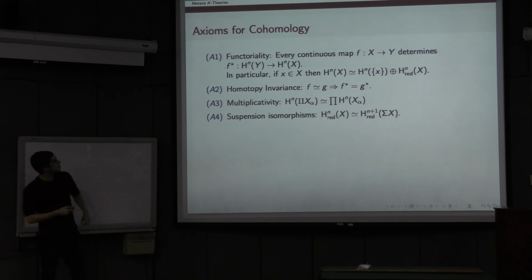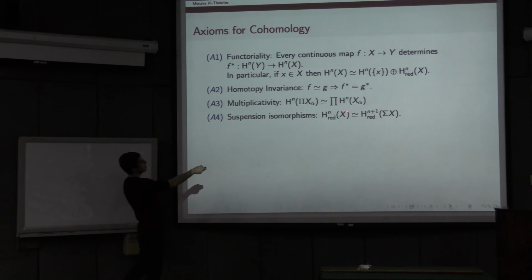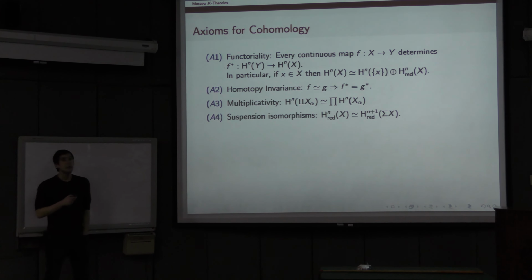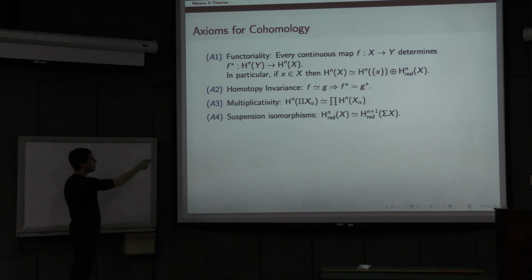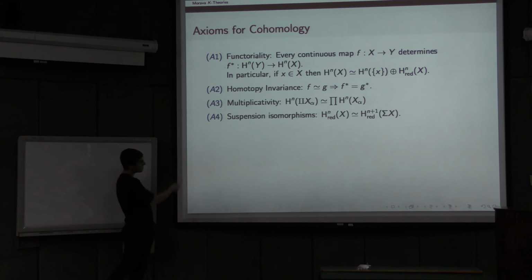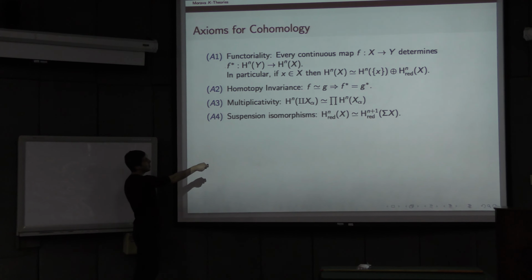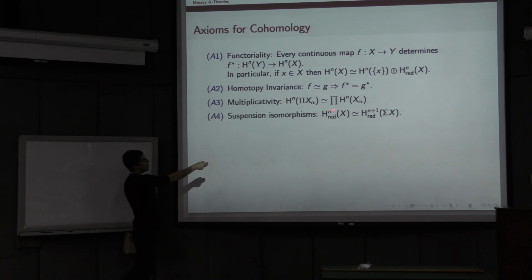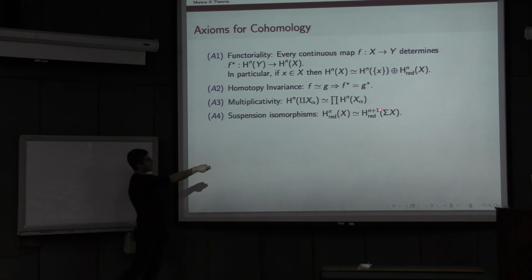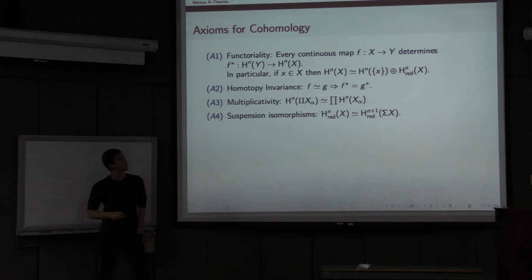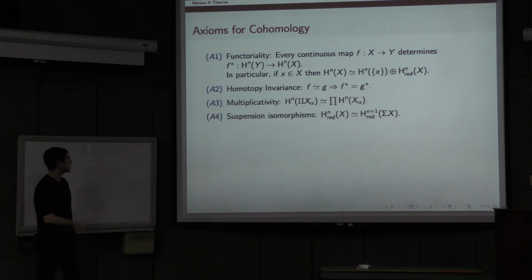Now, these cohomology invariants, there's a cohomology group for every n, but these cohomology groups are related as n varies. And one way to describe the relationship is to say that they're suspension isomorphisms. If you want to know the nth cohomology group of X, and I mean reduced cohomology here, that's the same as the n plus first cohomology of the suspension of the space X.